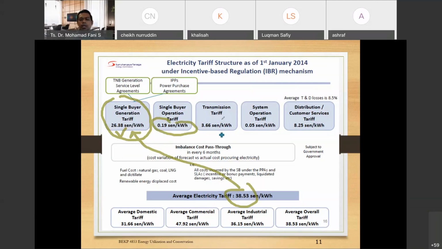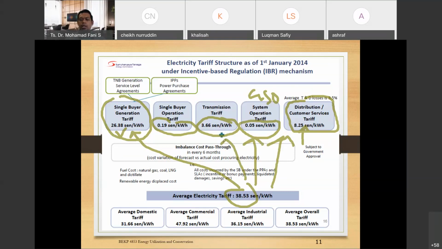This one for the single buyer, this tariff for the transmission, and this one is for system generation, GSO, grid system operation. And at that time for 2015, they group the distribution and customer service to receive 8.25 cent per kilowatt hour. Okay, so under 38, the revenue of the TMB, the OPEX and CAPEX of the TMB, is secure because of this tariff under the IBR.